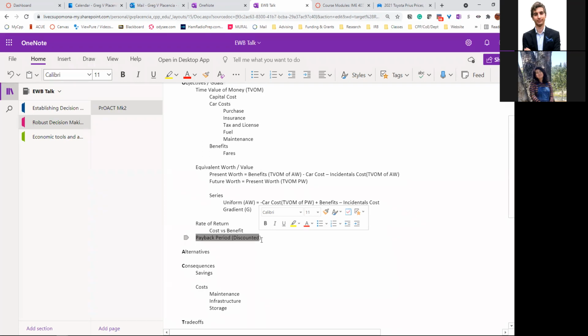If I were to say a payback period of 3 years for, let's say, a bridge, what do you think? Sound better? Sounds a lot better. Yeah, because bridges last 30, 40, 50 years.